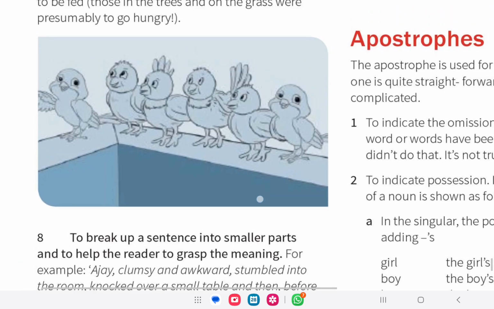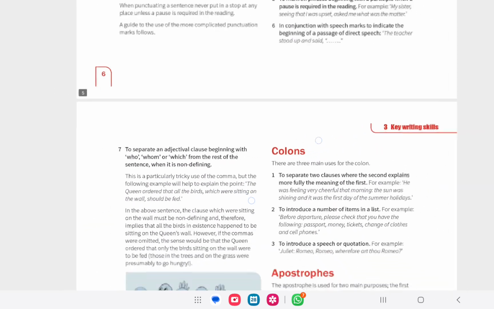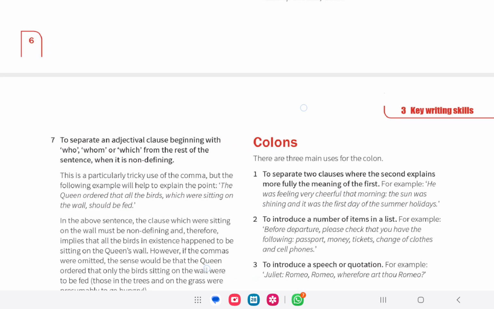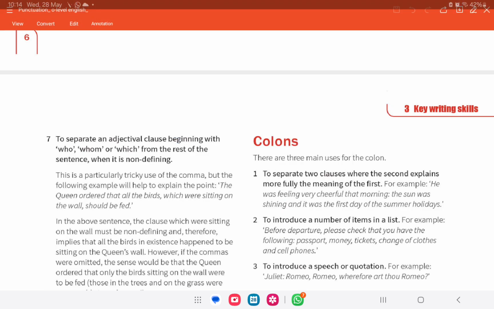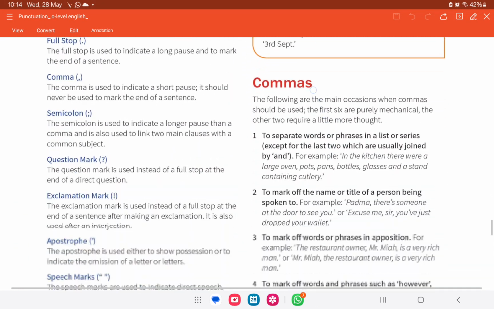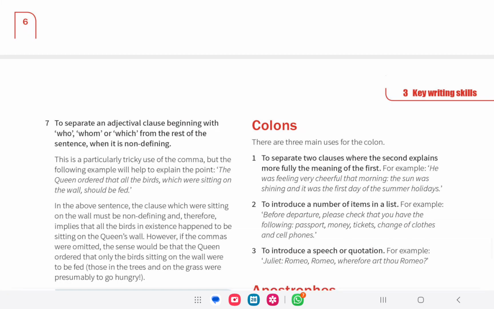So this was the use of comma. Previously we did full stop, now we did comma, and tomorrow inshallah we are going to do colon and semicolon.